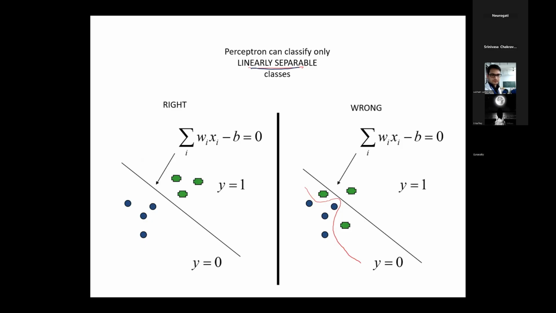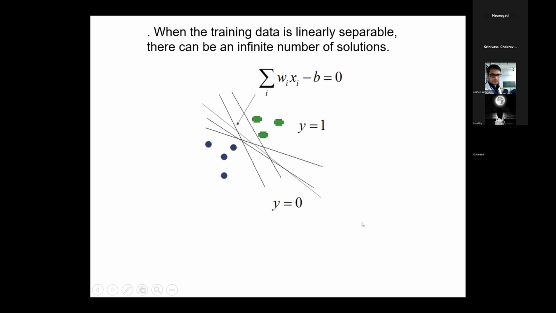Which means the data set on the left side consists of linearly separable classes, but on the right side, the data set is not linearly separable. Since a single neuron or perceptron can only learn to classify linearly separable classes, it will be able to learn the left data set, but it won't be able to learn the right data set. So that's the weakness.